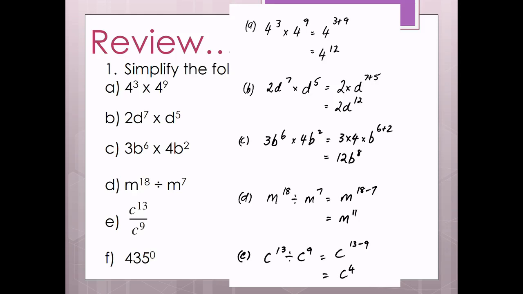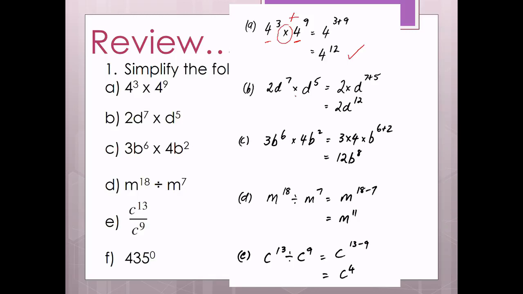Okay, so there's the answers for the first 5, and if I quickly run through these answers with you on the screen. The first one, 4 to the power of 3 multiplied by 4 to the power of 9. The bases are the same and we're multiplying, so we simply add the powers together. So 3 plus 9, 4 to the power of 12. Give yourself a tick if you tried that one and you got it right.